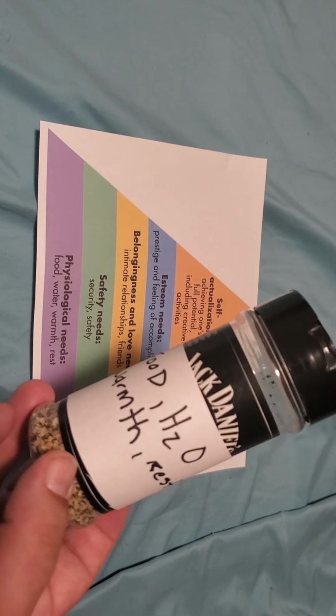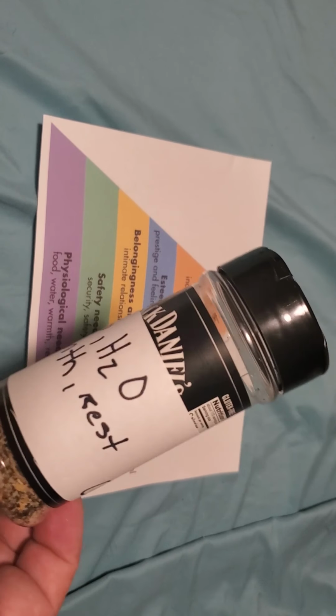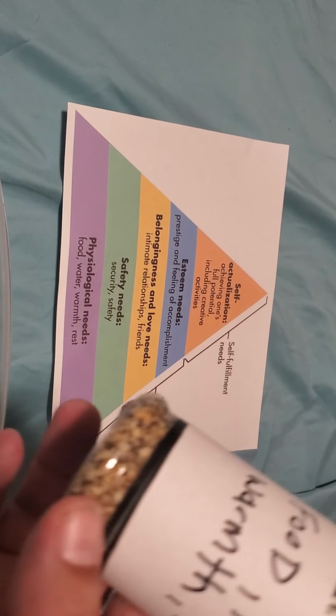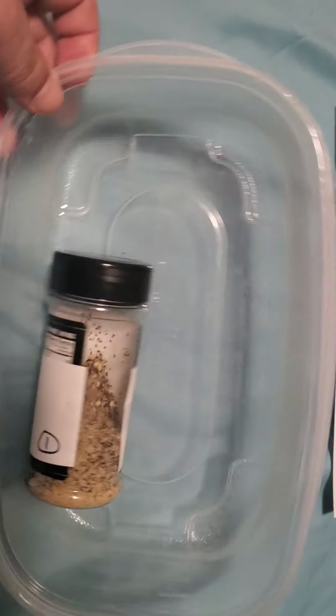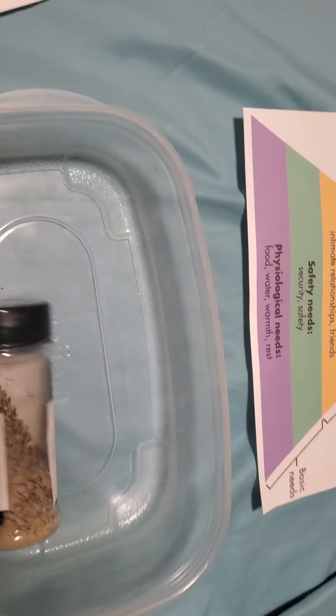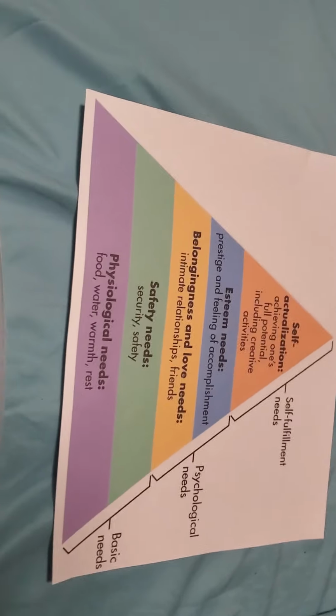All right, so the first step on the hierarchy, of course, is going to be basic needs, and that's going to be like food, water, warmth, rest, anything that basically you need to survive. So we're going to put that in the pan that's going to go in the oven to create our donut. All right. So these are physiological needs.